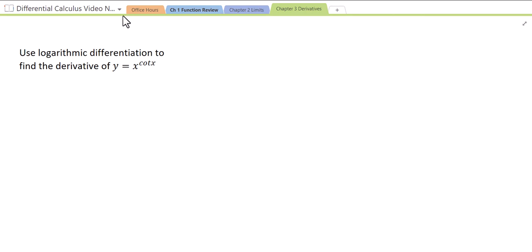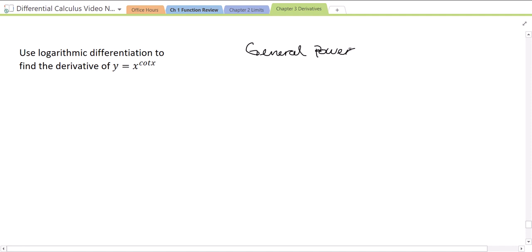Hey there, in this video we're going to continue logarithmic differentiation. I wanted to just do an example of a problem where neither the general power rule nor the exponential rules apply. Just to review, the general power rule is that when x is the base, so if you have y equals x to the n, then the derivative is y prime equals n x to the n minus 1.